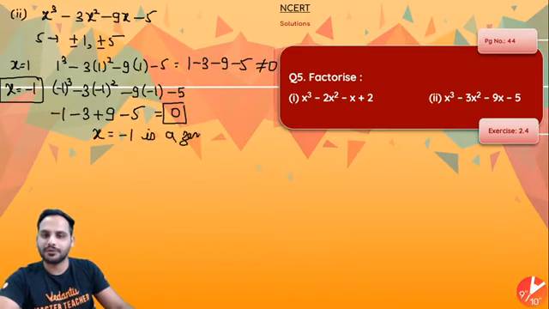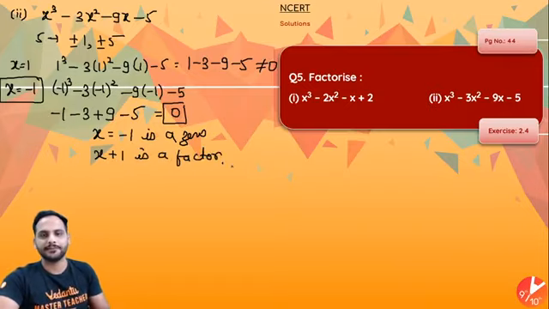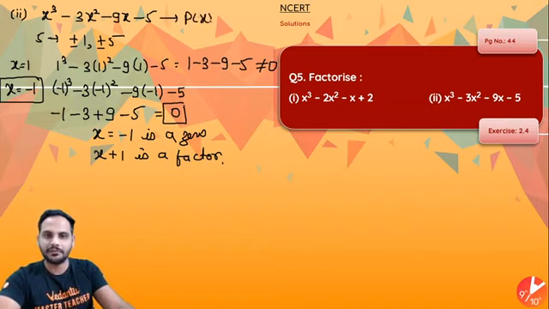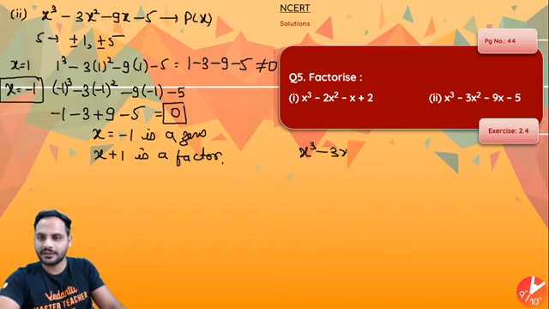So if x is equal to minus 1 is a 0, how do you get a factor? Shift minus 1 over there. So x plus 1 is a factor. Got it? If x plus 1 is one of the factors, what will we do? We will divide this polynomial p(x) by this factor x plus 1. So divide x cube minus 3x square minus 9x minus 5 by x plus 1.